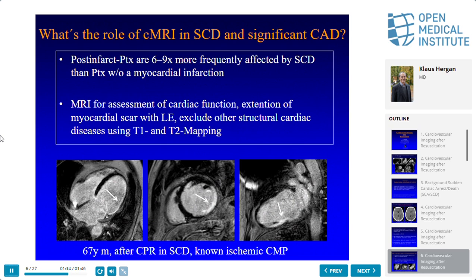Down there you see a 67-year-old male patient after resuscitation, and he had a known ischemic cardiomyopathy and a huge scar at the lateral wall of the left ventricle and dilative cardiomyopathy. So especially at the edges of this infarct area, some of those electric problems can arise.